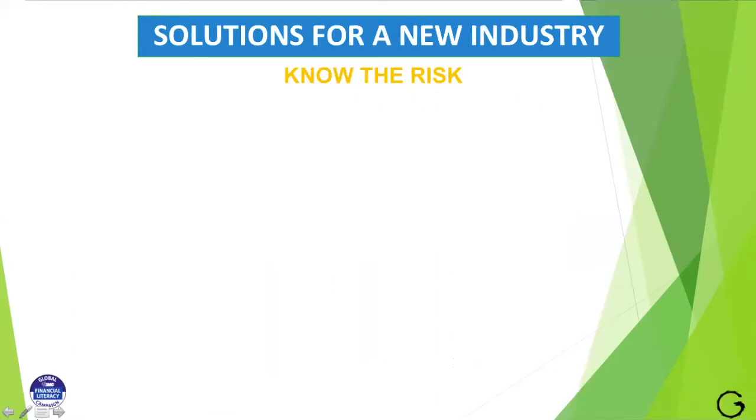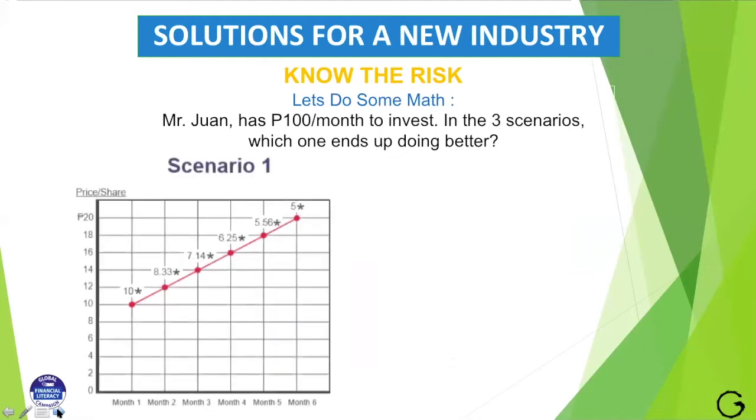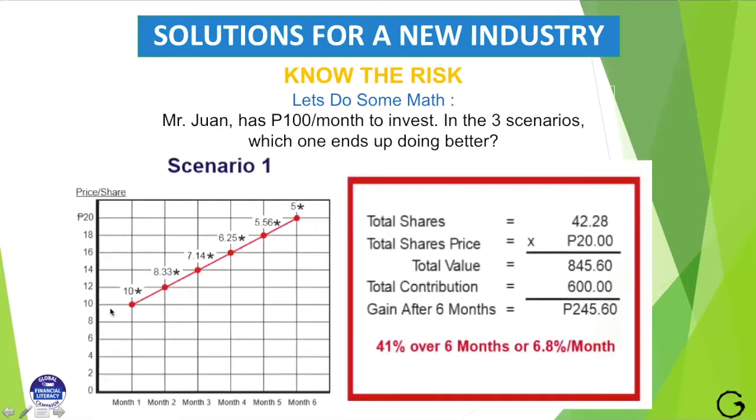You need to know your risk. So let's say, see, Mr. One has 100 per month to invest, and we'll look at 3 scenarios. So which one will be doing better? Scenario number 1, first month the price per share is 10 pesos. And then, so 100 niya, 100 divided by 10, how many is that? Ilan? 10. Right? So every month, nag-iiba yung price per share.